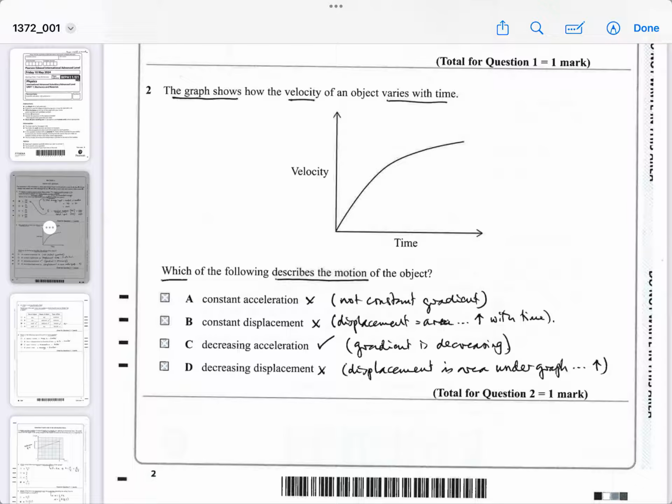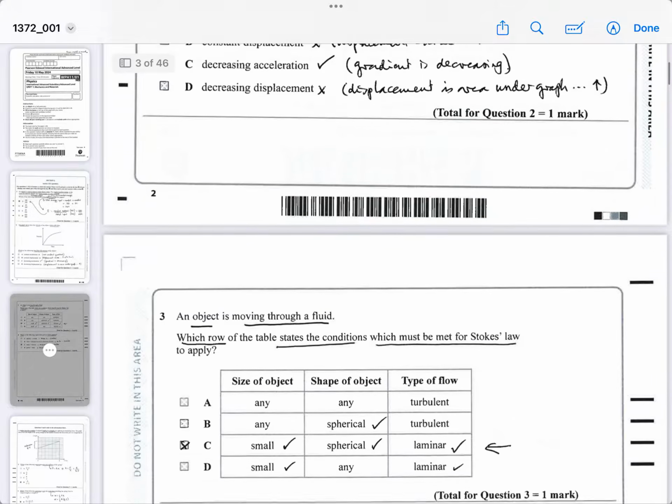It's the area under a velocity time graph gives you the displacement. A decreasing acceleration would be one where the gradient is decreasing, which is exactly what we have. So C looks like it's the correct answer, and D would be a decreasing displacement. Well, it's not, it's an increasing displacement. As time goes on, the displacement increased with time. Okay, so the answer is C.